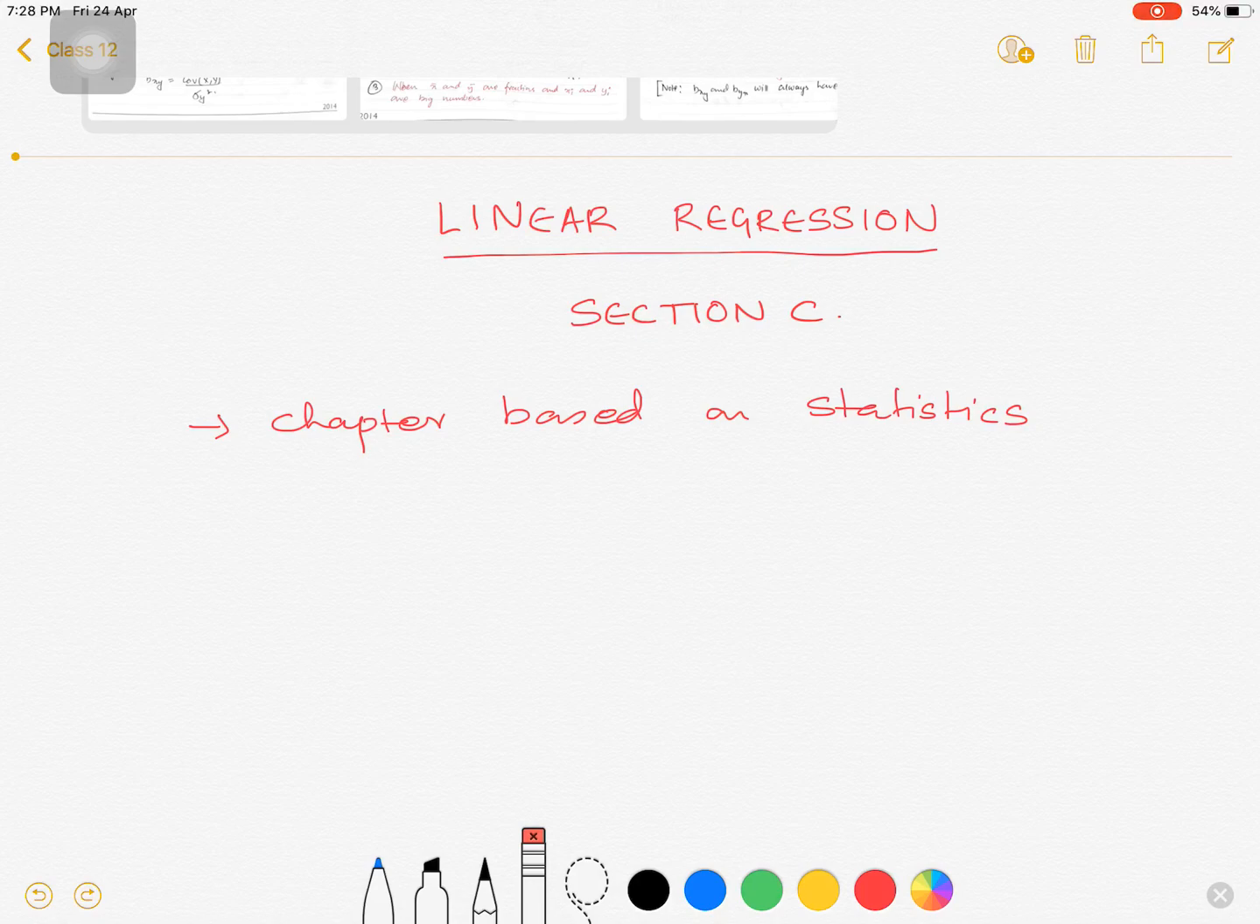This chapter is based on statistics. As you all know, you have done a lot on statistics. In class 10 you have done mean, median, mode, quartiles, ogive, histogram, so many things based on statistics. It wasn't that difficult, it was easy enough. So statistical chapters are quite easy.